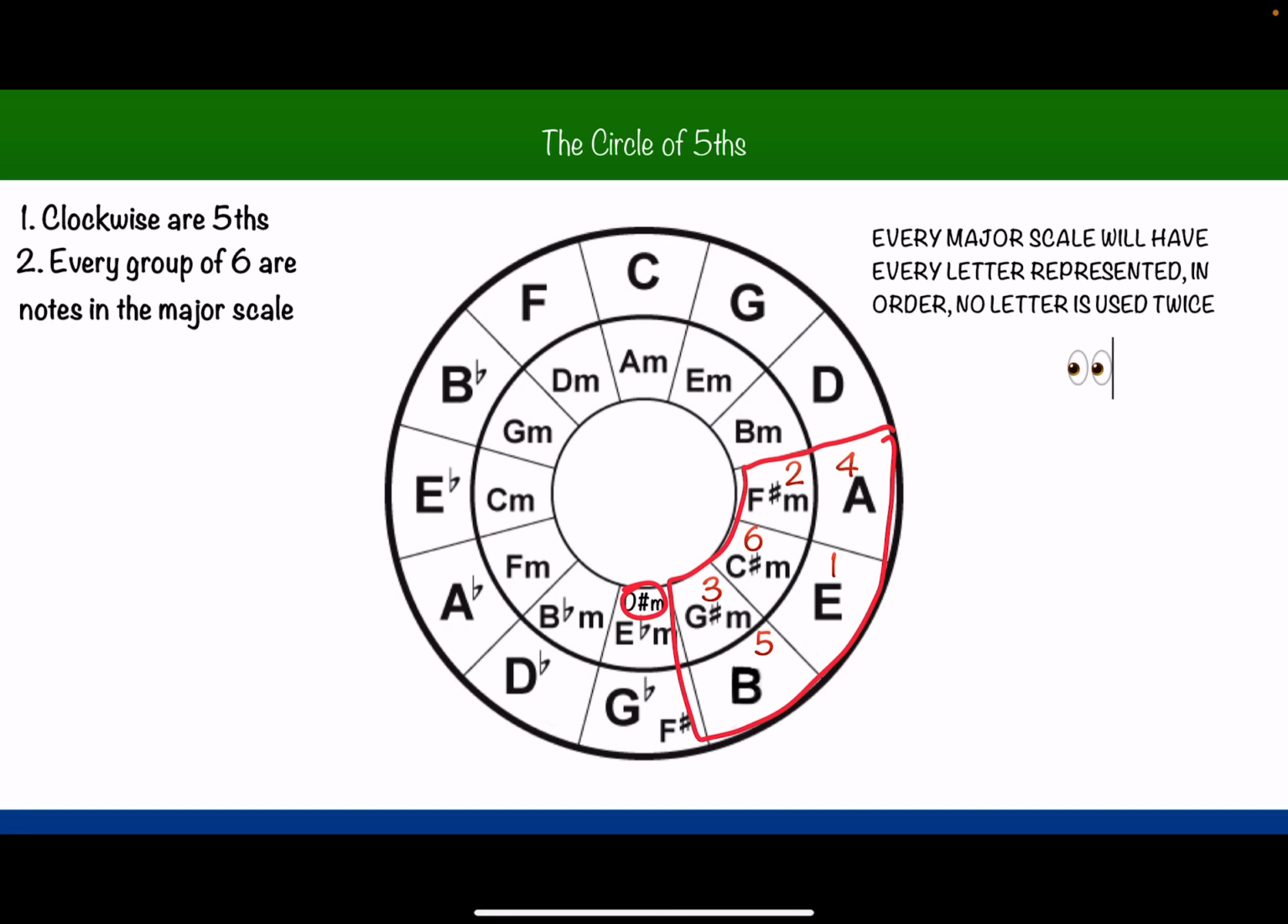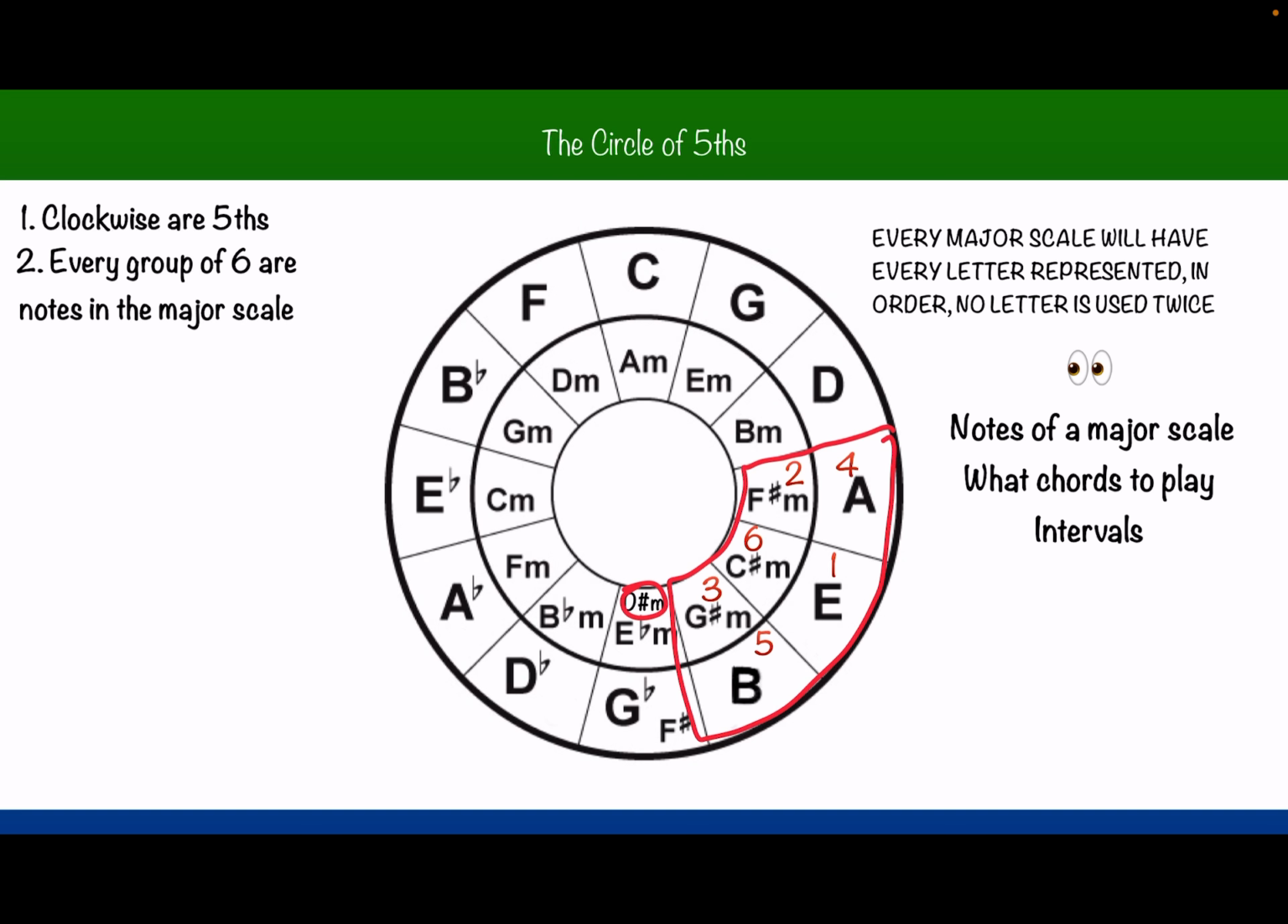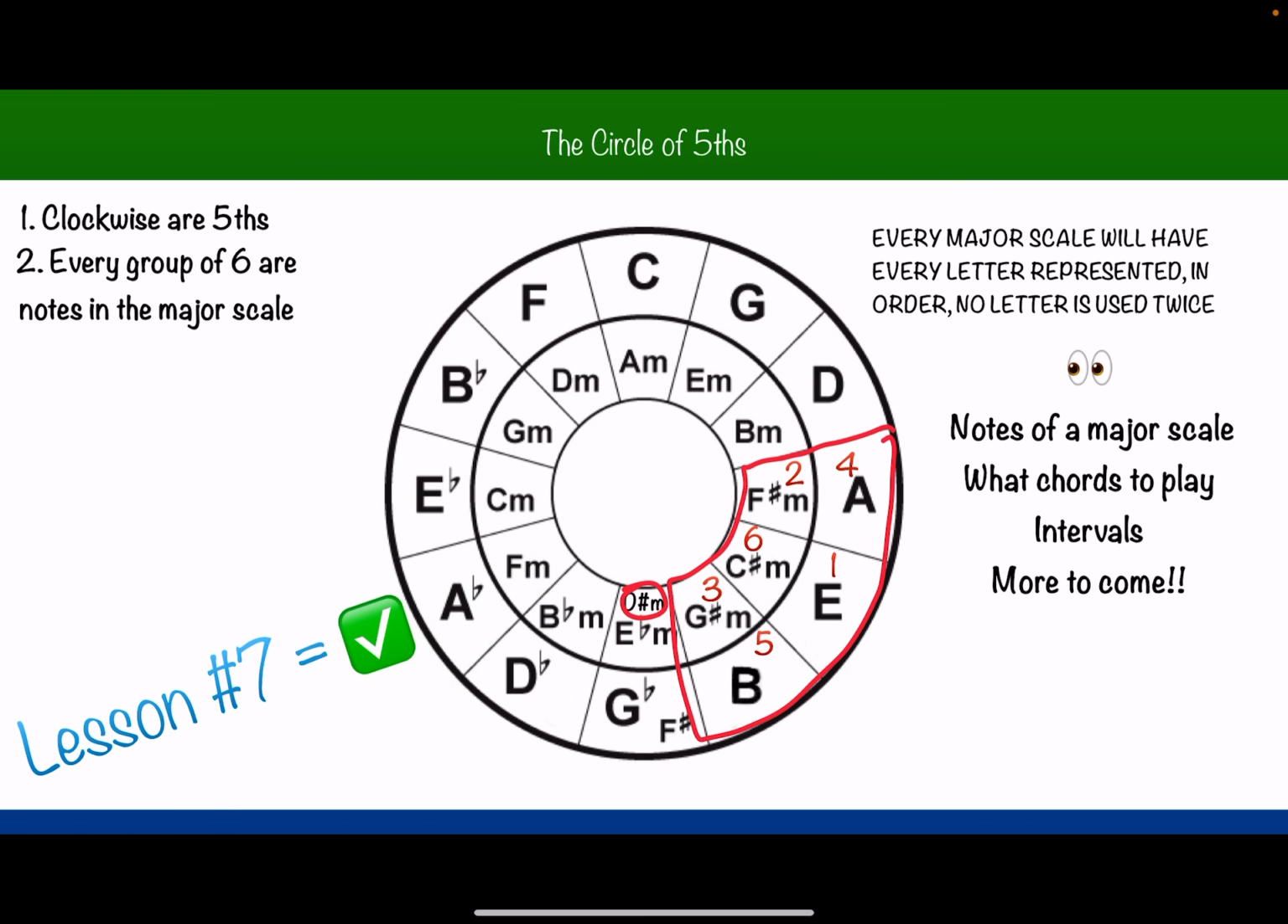All right. So just by looking at the circle of fifths, we can tell the notes of a major scale. We can tell what chords to play within that key, and we can tell what intervals everything is. So if I say play a 1, 2, 5 in the key of E major, well, you can look at this. You can play the chords E, F sharp minor, and B. That's the 1, 2, 5, just by looking at this circle of fifths. All right, there is a ton more to come, but for now, lesson 7 is done.